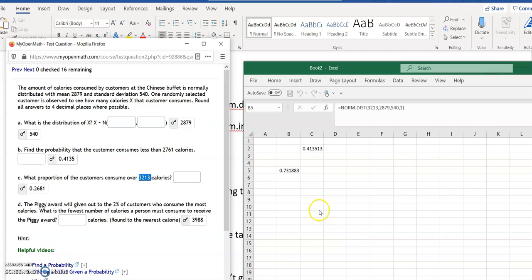Okay. All right. That is not your answer, though, because that calculated less than. Excel always calculates less than. If they ask for less than, you're fine. You find less than, it's over. If they ask for greater than, you have to subtract it from 1, because remember our little curve, okay?